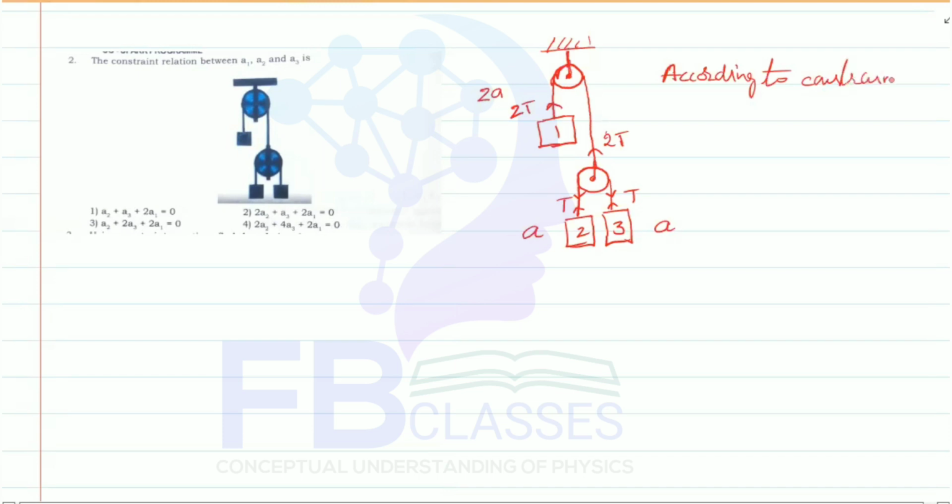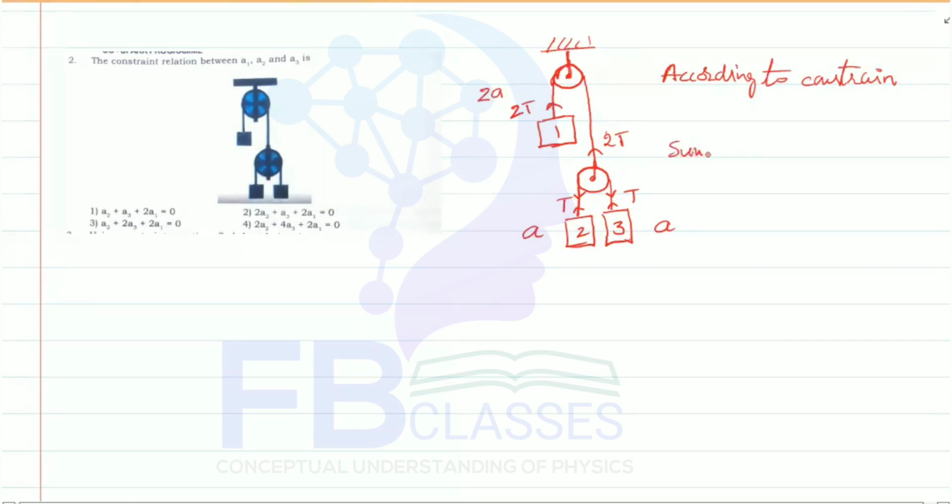according to the constraint, so I am going to write the equation. Let it be, this is the first block, second block, third block is there, right? So instead of A I can write it as A1, A2 and A3, right? So I'll put the names.